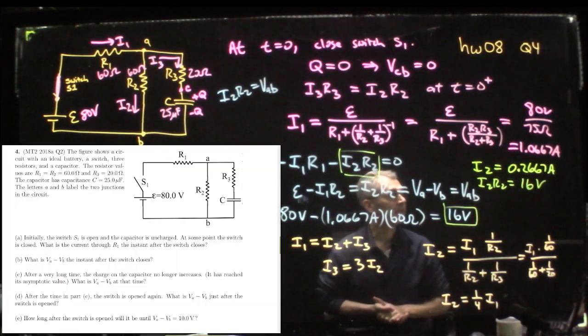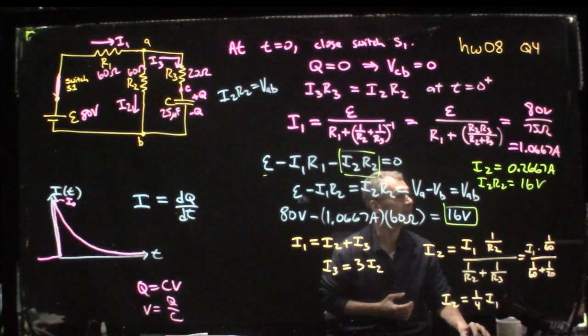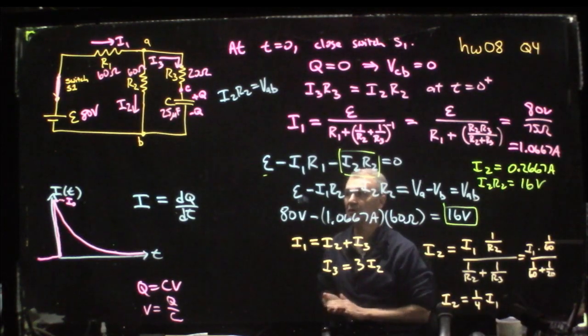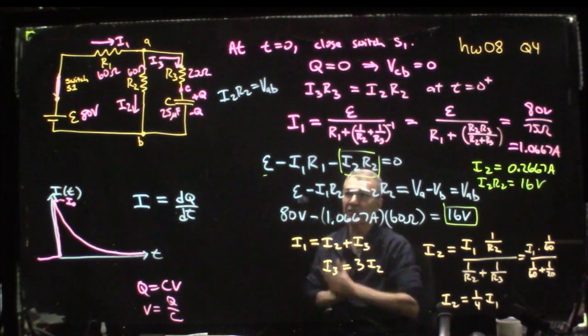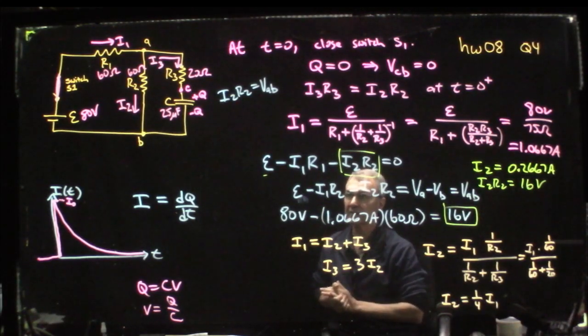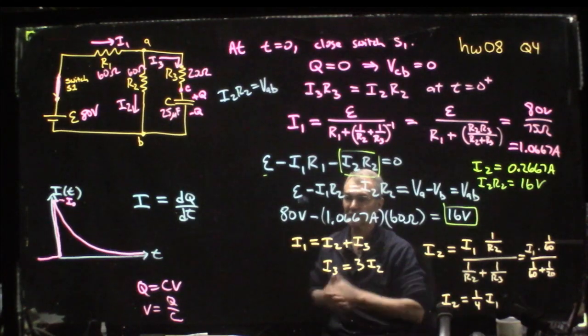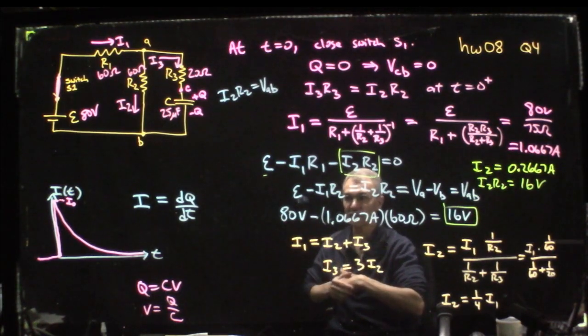So part C, after a very long time, the charge on the capacitor no longer increases. It has reached its asymptotic value. What is VA minus VB at that time? Okay, so here's where the diagram I have hiding behind the figure is sort of useful. Like when we flip a switch in these RC circuit problems, I haven't thought of a counterexample yet, it always turns out that some charge then starts moving one way or another.